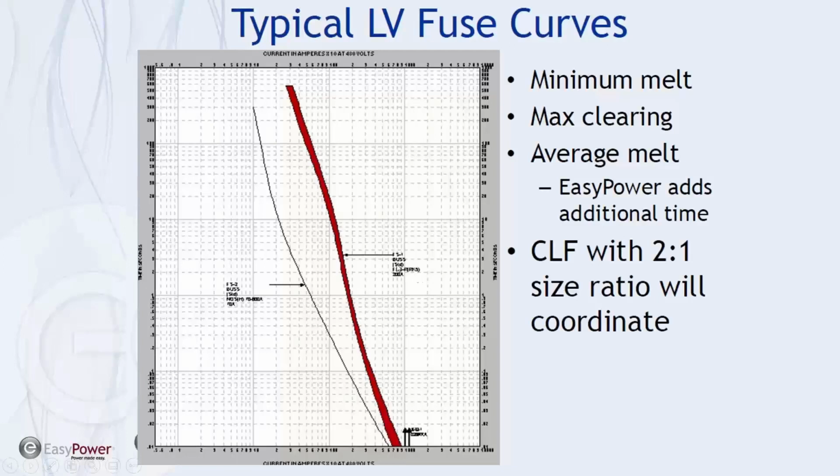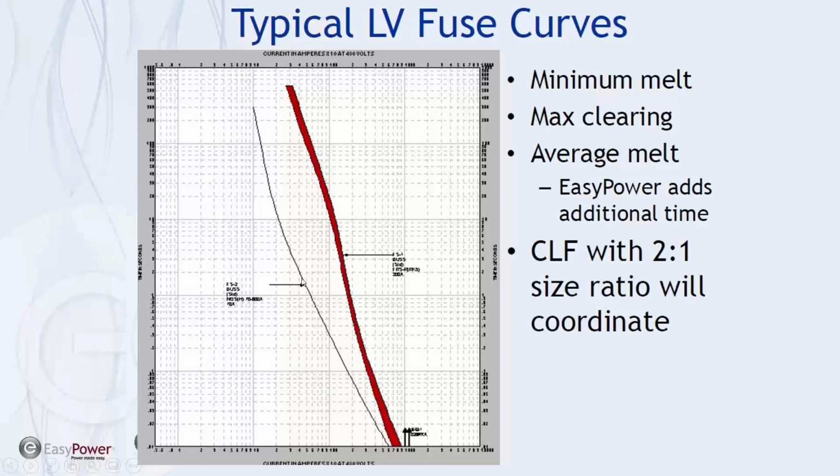TCC curves, the data from manufacturers comes at us and is available in several different forms. So consequently, you'll see a thin line on some fuses or a thicker line on others. And it depends on how the manufacturer has rated the fuse. The left-hand side of the thicker curve is defined as the minimum melt current and time, and the right side is regarded as the max clearing time.